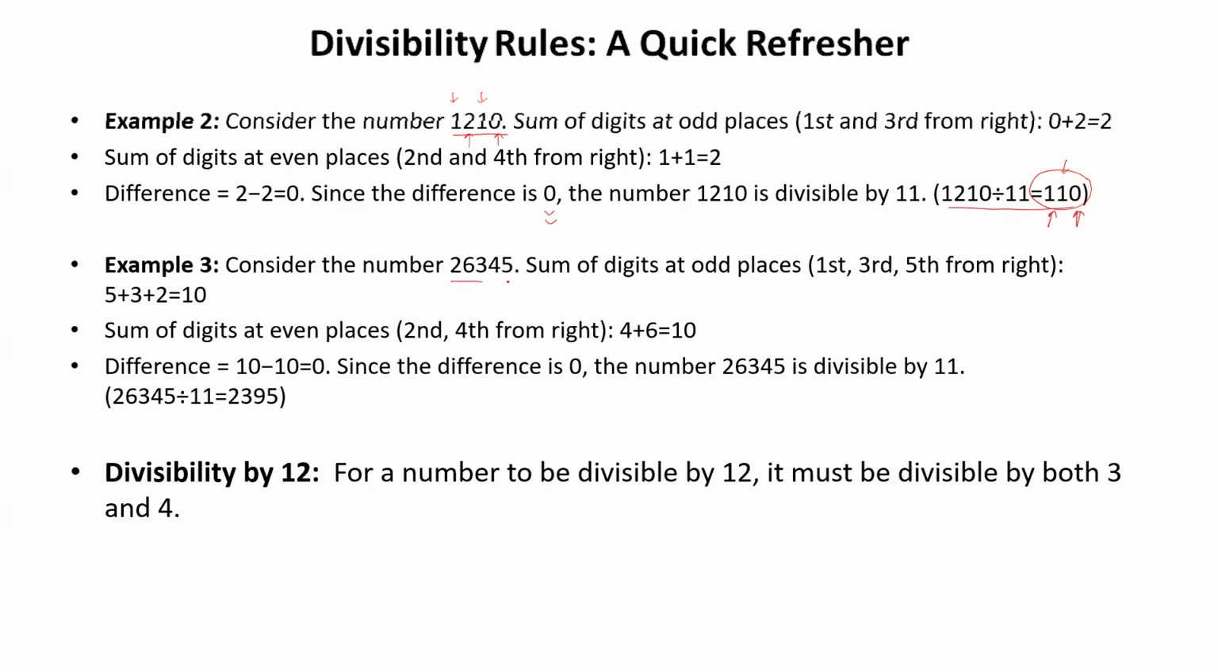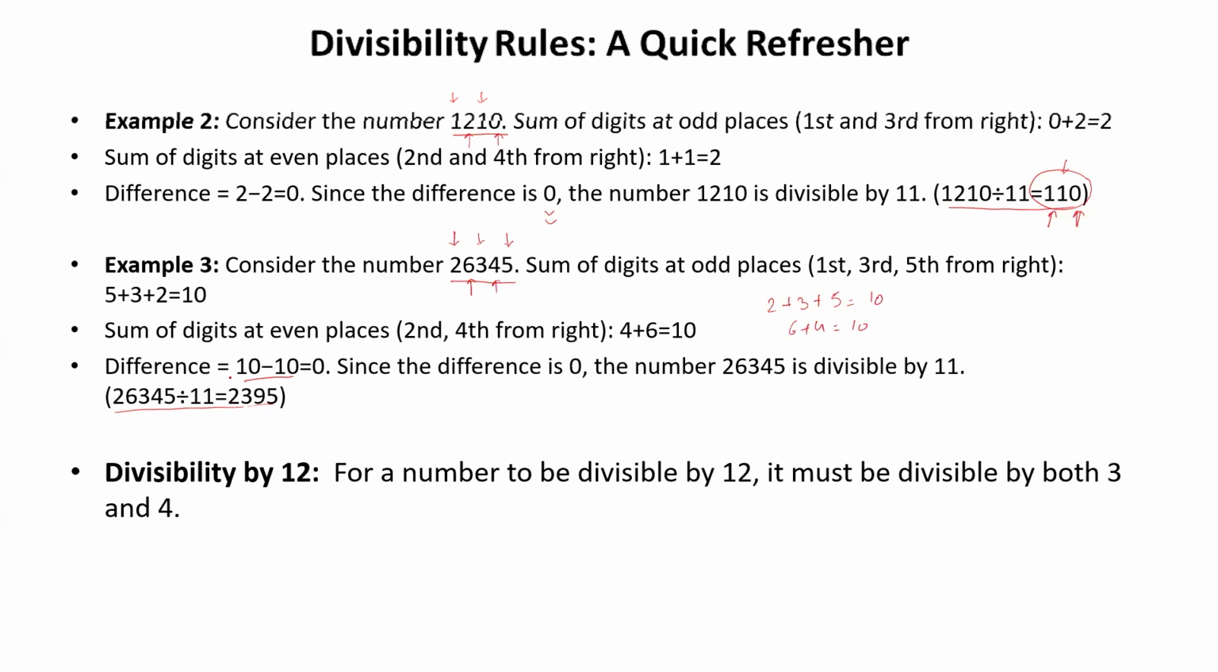Let's look at this number. Odd places are this first, third, and fifth. Even places are second and fourth. Just add them up. So, first, third, and fifth if you add, what you will get? 2 plus 3 plus 5 is equal to 10. Even places, if you add 6 plus 4, that is again 10, and the difference is 0. 10 minus 10 is 0. That means this number is divisible by 11, and you will get this number.